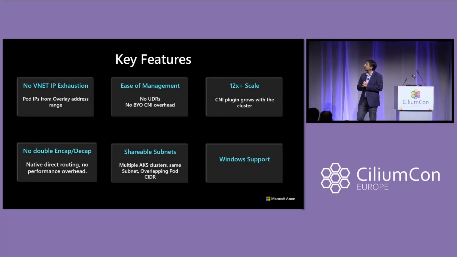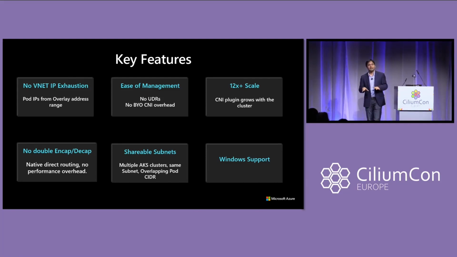So as I just mentioned, Azure CNI Overlay overcomes the VNet IP exhaustion problems that our customers face. In addition, it provides ease of management. So there are no UDRs or routing tables to manage. You don't have to manage your own, bring your own CNI into Azure. It provides 12x the scale of the traditional overlay-based solutions. So now we can support thousands of nodes and millions of pod IPs.